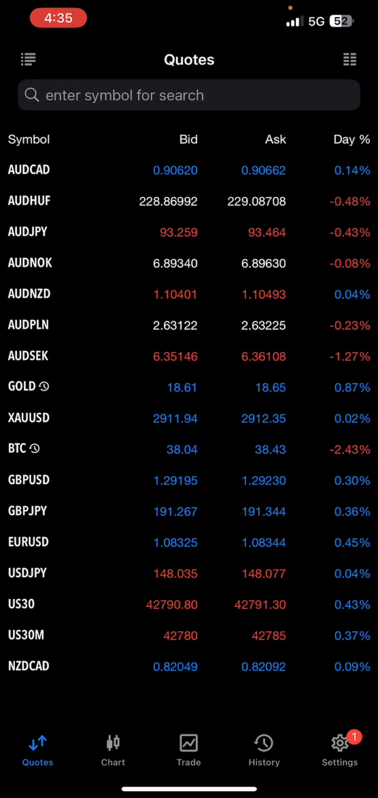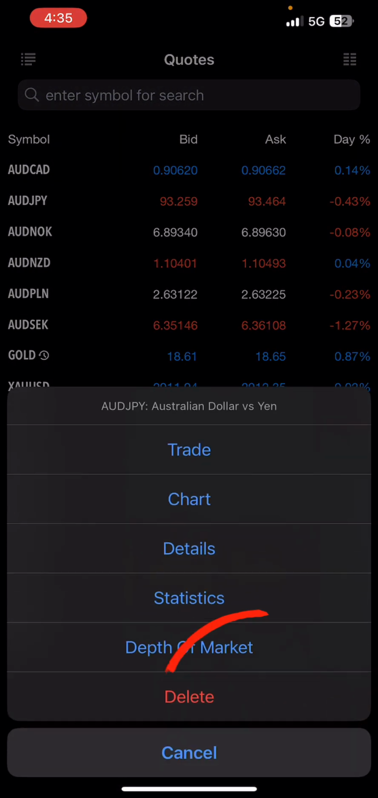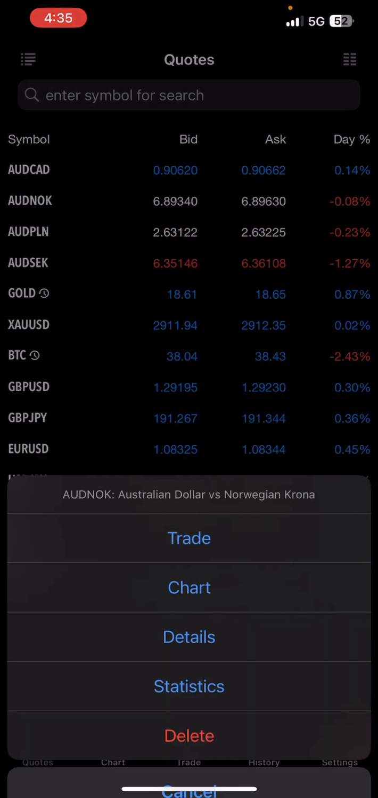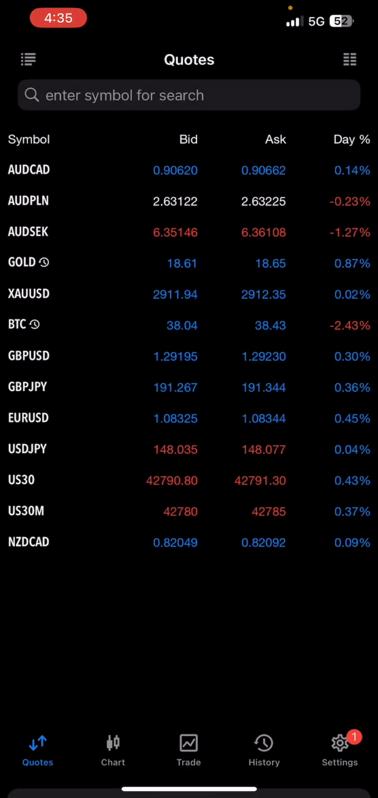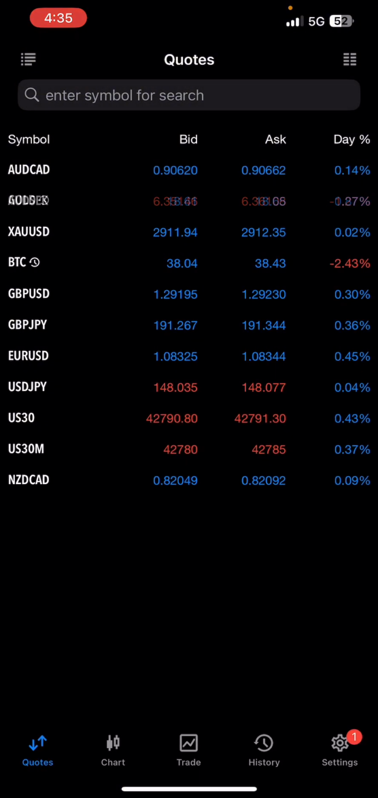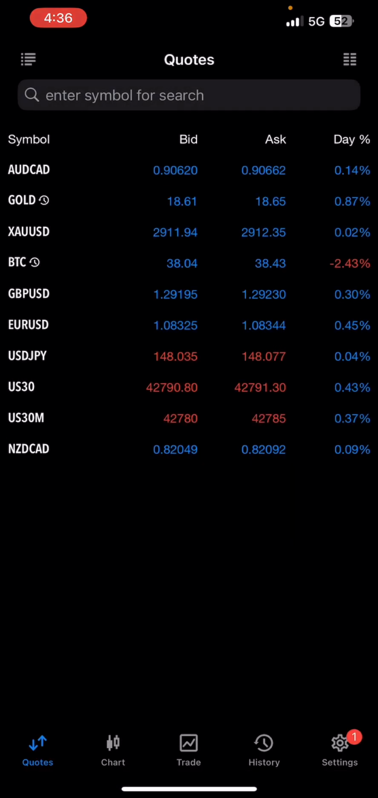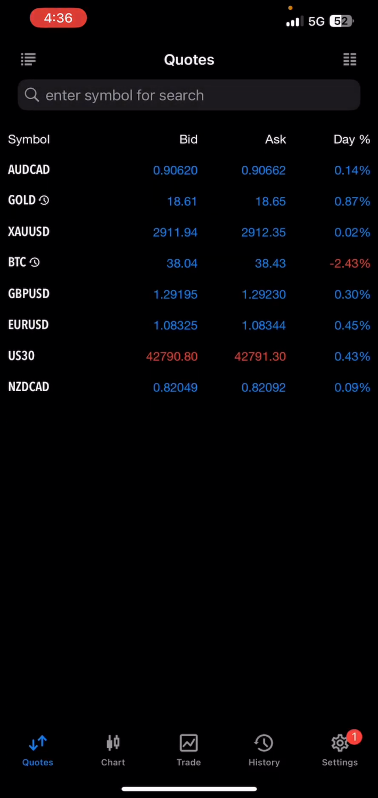So ideally you might want to delete everything and just keep what you're trading. Maybe major pairs like EURUSD, GBPUSD, gold, BTC. Those are the major pairs, and every other one you can delete as long as you're not trading them, so that your chart looks clean like this. So we're done with the quotes.